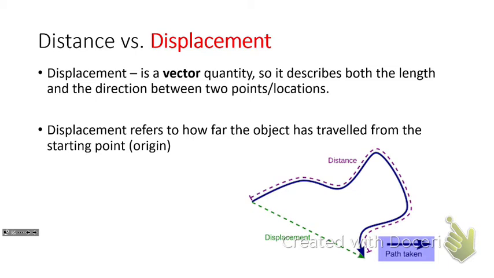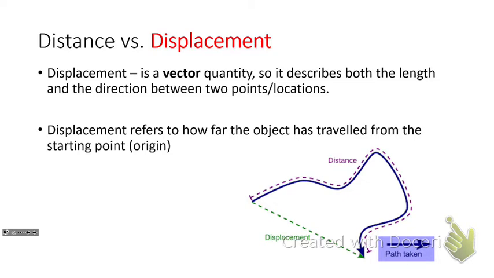Okay, now we're talking about displacement. Displacement is a vector quantity, so it describes the length and direction between the two locations. Displacement also refers to how far the object has traveled from the starting point.